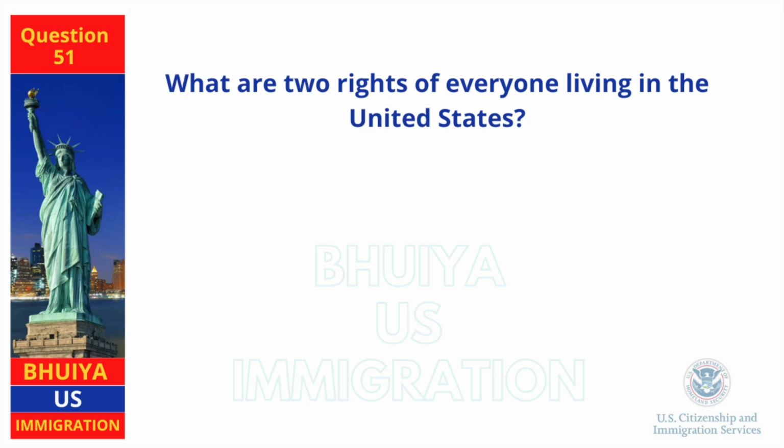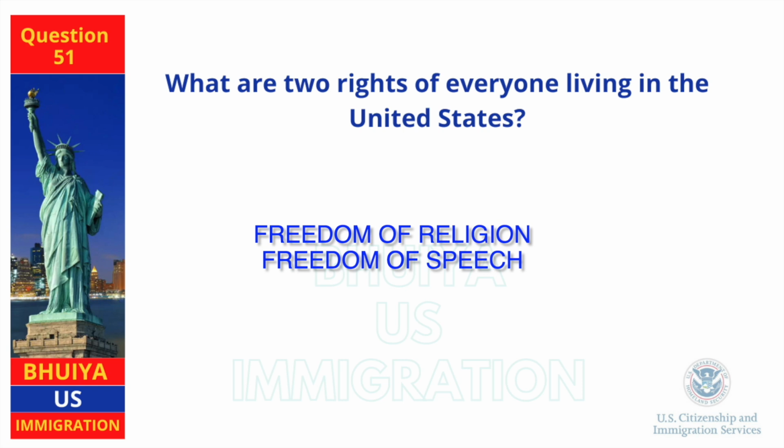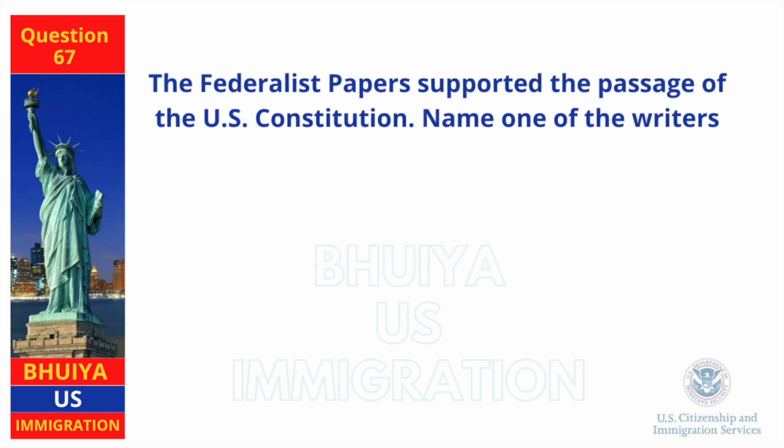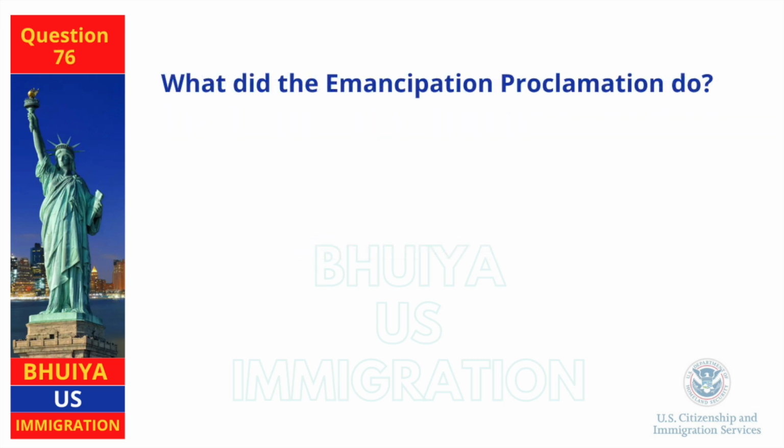What are two rights of everyone living in the United States? Freedom of religion. Freedom of speech. The Federalist Papers supported the passage of the US Constitution. Name one of the writers. James Madison. What did the Emancipation Proclamation do? Freed the slaves.